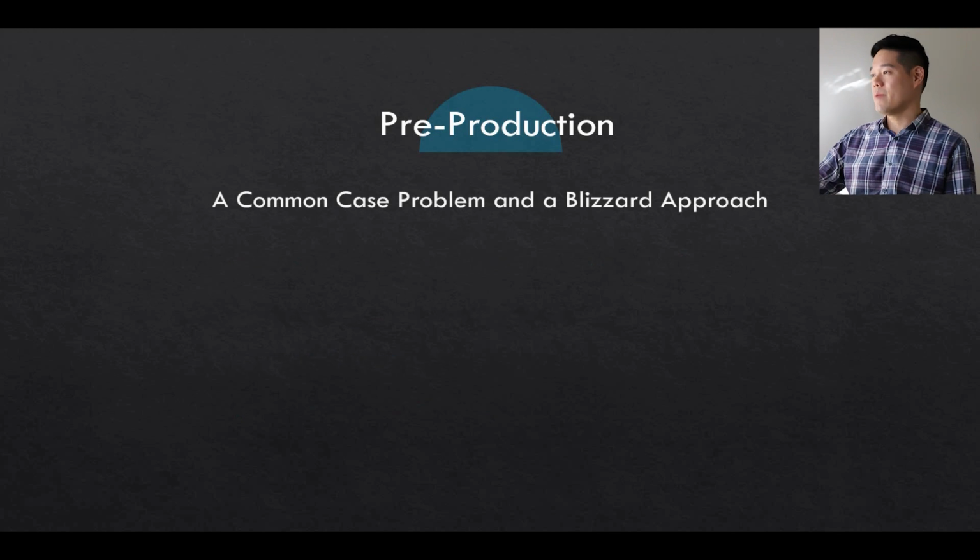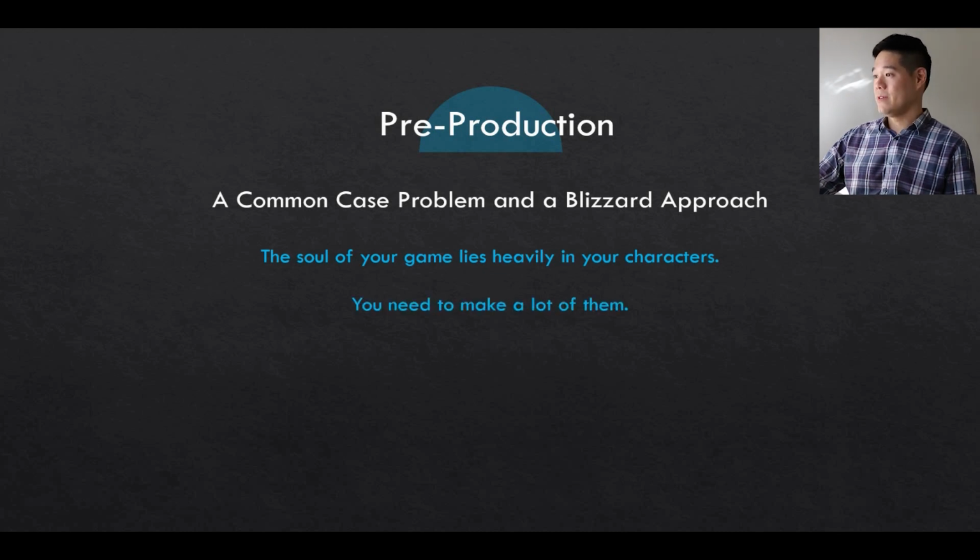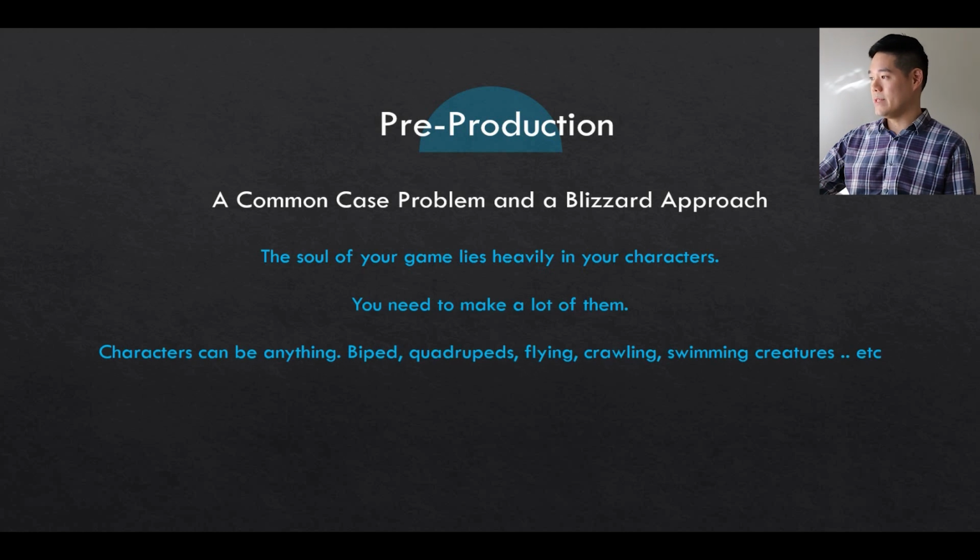So let's visit a common case problem and a Blizzard approach to it. So the idea of your game maybe has a lot of characters, and you need to make a lot of them. And characters can be anything: biped, quadrupeds, flying creatures, crawling creatures, etc. And you want to iterate fast and fail fast so that the designers and the art leads can have as much iteration as possible.